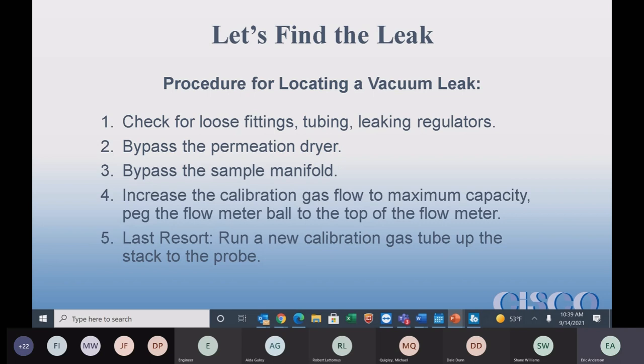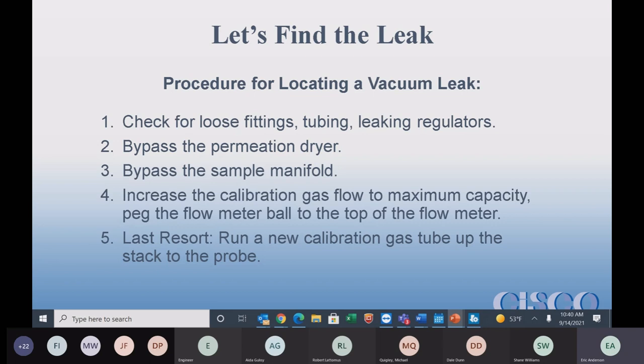We're going to increase the calibration flow to maximum capacity. Peg the flow meter, peg the ball all the way up to the top. So if we're pulling down 6 liters, 7 liters should be plenty, but if we put up 10 liters and all of a sudden we're getting a good zero, we've got a pressure leak somewhere in the system.